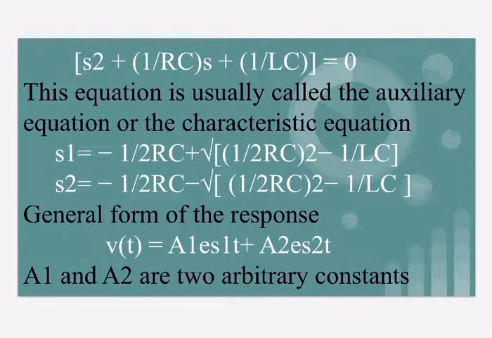So these units are called frequencies. As we know, the frequency of resonance will be omega equal to 1 by root over LC, and alpha will be 1 by 2RC, where the S1 and S2 equations are called the resonant frequencies.